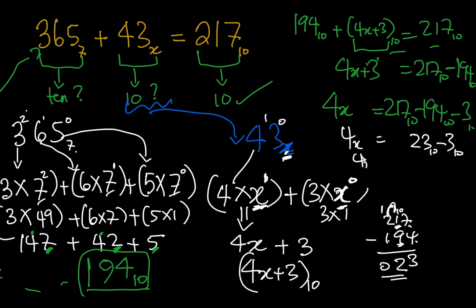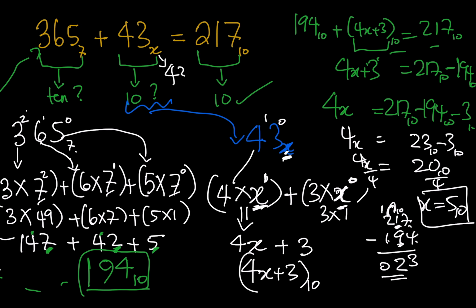4x is equal to 20 base 10. Can you see that? And then we divide every side by 4. So that x is going to give us 5 base 10. So the value of x there is 5. So for our 43, the base that we're supposed to have for this 43 is supposed to be 43 base 5. And that's what we have been able to do here.